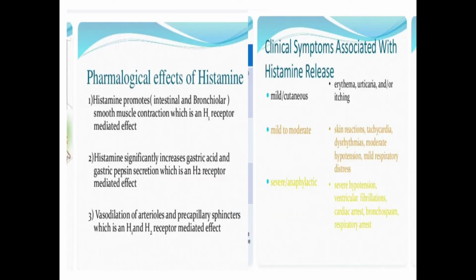Pharmacological effects of histamine. Histamine promotes smooth muscle contraction, which is an H1 receptor mediated effect. Histamine increases gastric acid and gastric pepsin secretion, which is an H2 receptor mediated effect, and vasodilation of arterioles and precapillary sphincters, which is an H1 and H2 mediated effect.